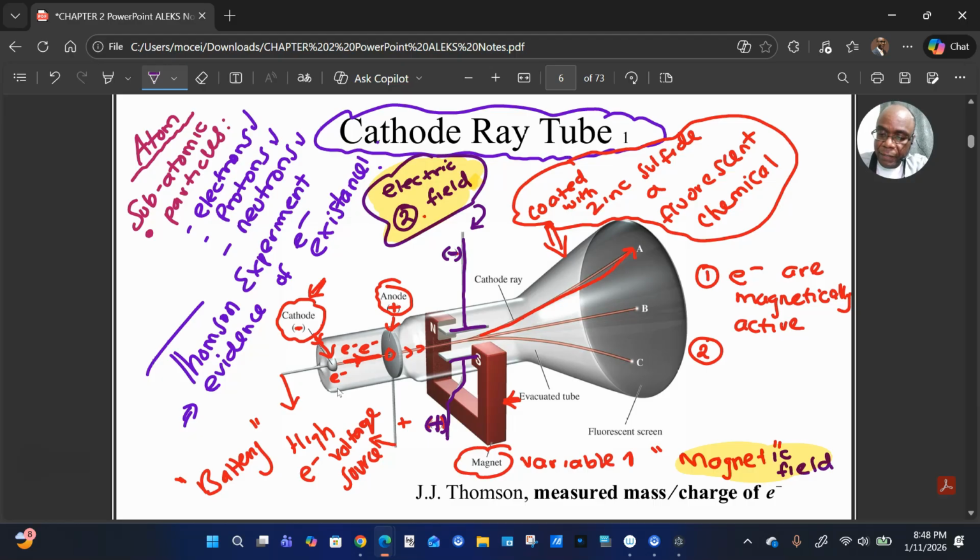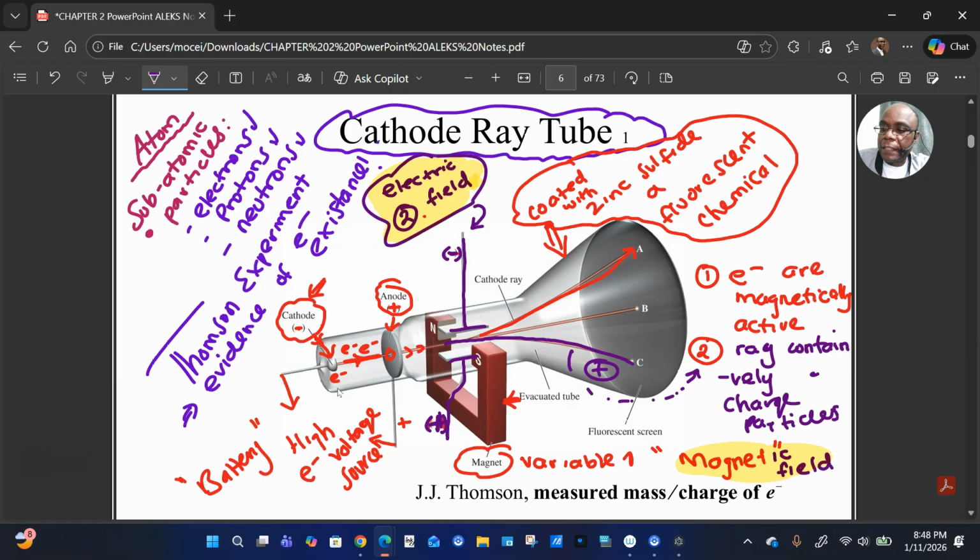Okay, so he observed that the stream of the ray went away from the negative side towards the positive side. Remember, this down here is the positive side. So if the ray is deflecting to the positive side, what do you conclude about the composition of the ray? That will conclude that the ray contains negatively charged particles.